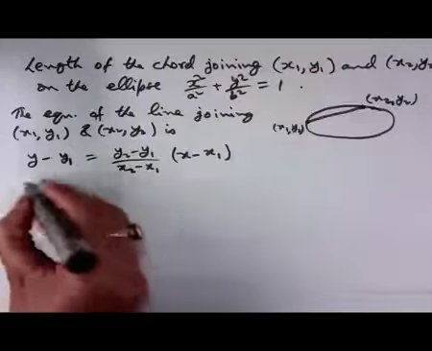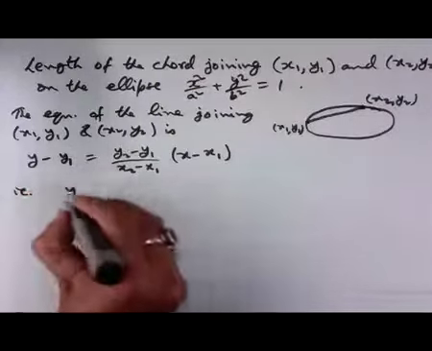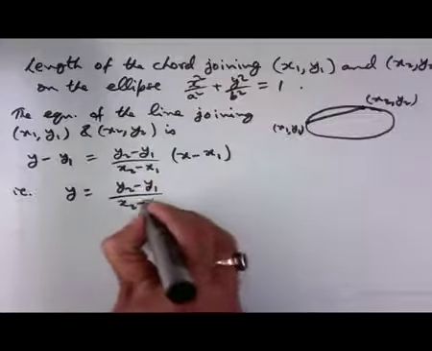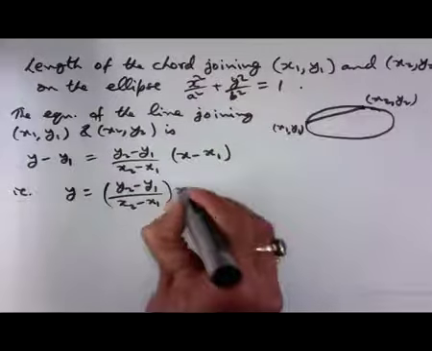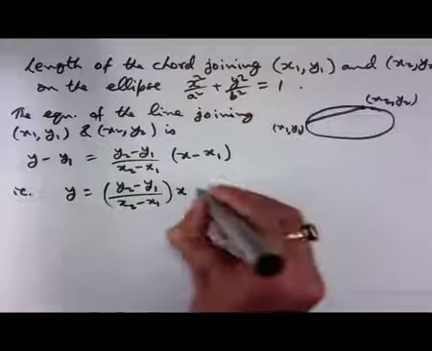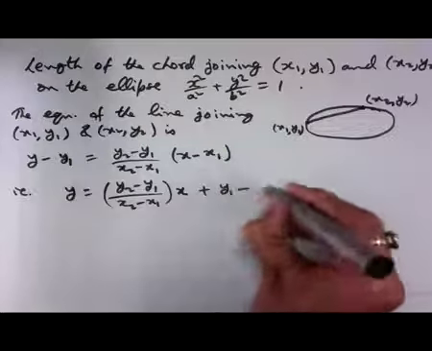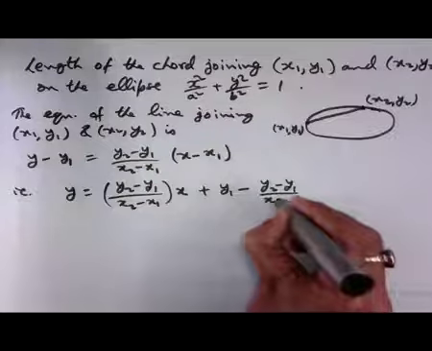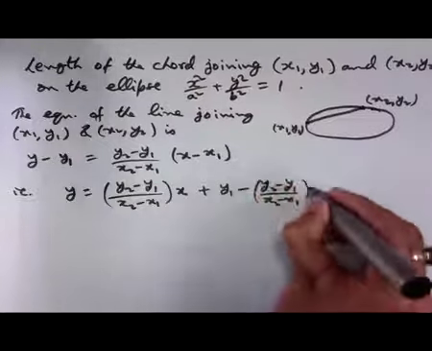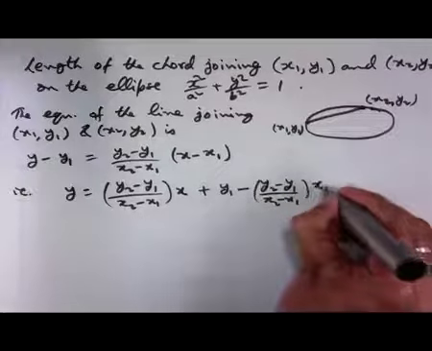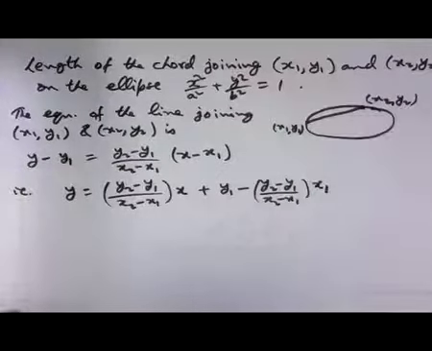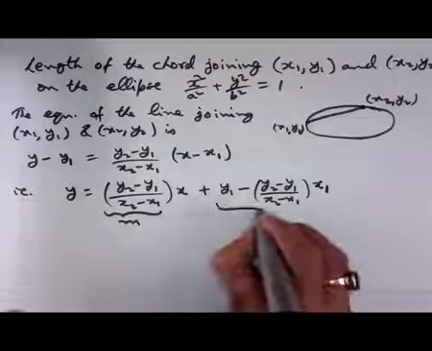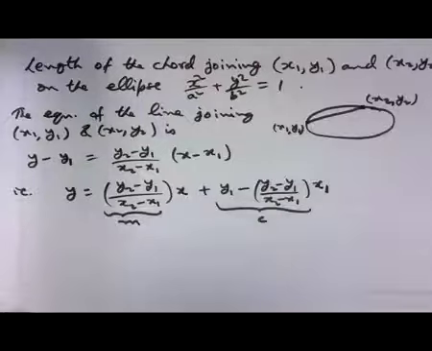So, this is the same thing as y is equal to y 2 minus y 1 by x 2 minus x 1 times x plus y 1 minus y 2 minus y 1 by x 2 minus x 1 times x 1. So, that means that this is the value of m and this is c for this line.